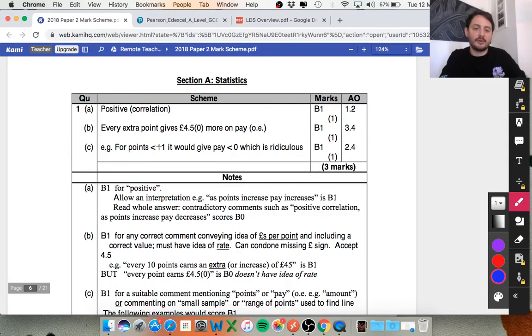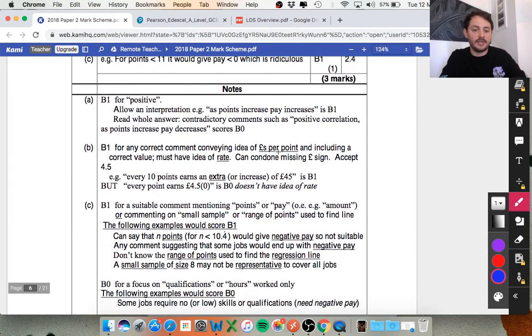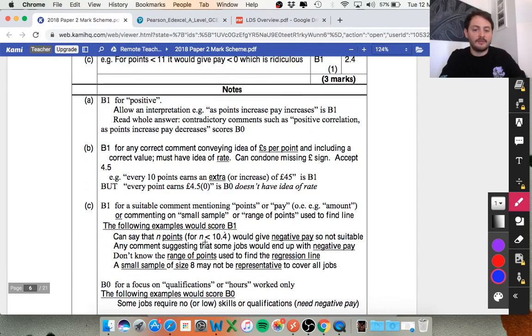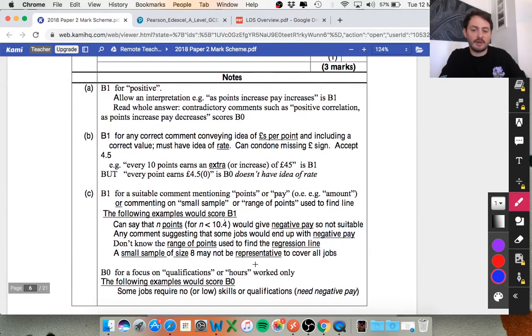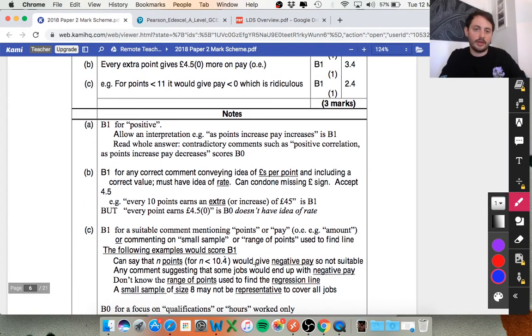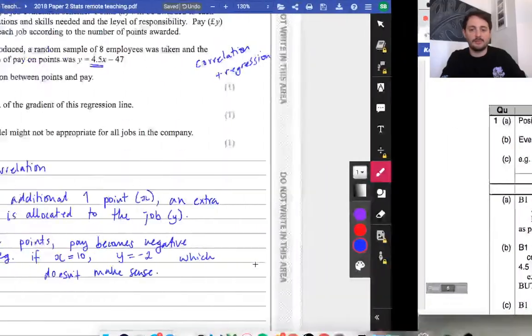And they've said for any points less than 11, it would give a pay which is less than 0, which is ridiculous. We just picked a particular one here. You didn't have to say that it was less than a particular thing. We just could have just given a particular thing. They've also suggested a sample size of 8 may not be very representative to cover all jobs as well. So that's something else that they picked up on.